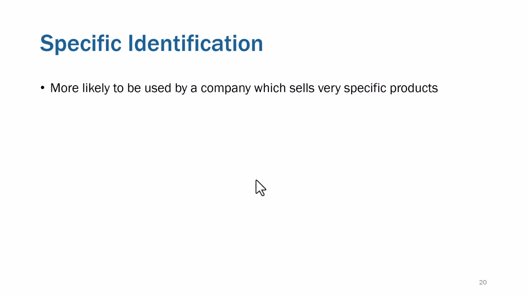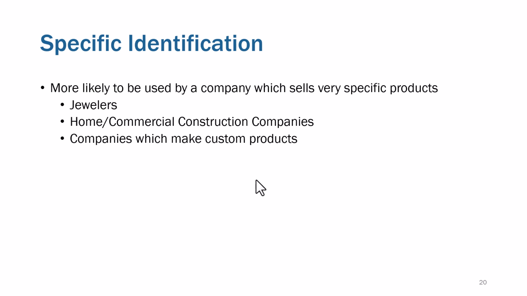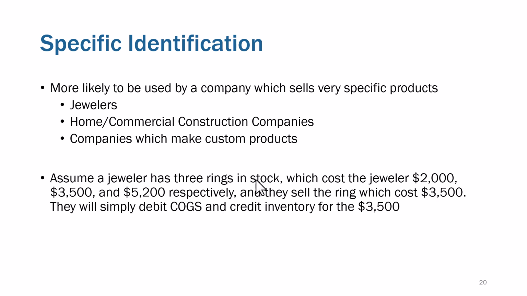Specific identification is more likely to be used with a company that sells very specific products. Maybe it's jewelry, maybe it's a home or other sort of construction. Companies which make custom products. Accounting firms, law firms, places like that. Healthcare, where you're selling services that are specific and look different to different types of clients.